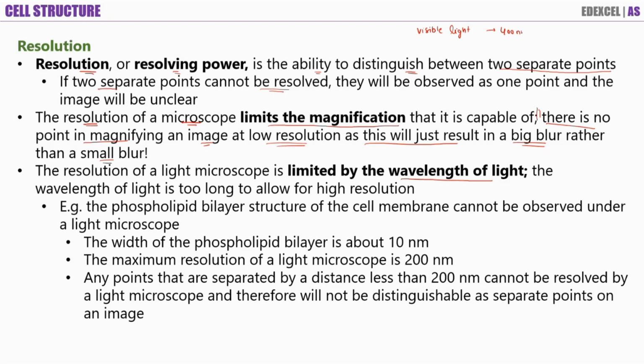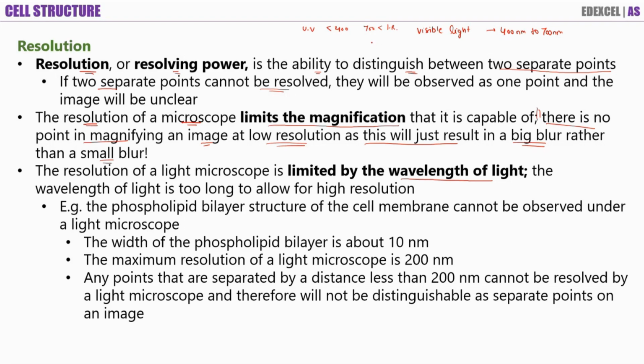400 nanometer to 700 nanometer. We haven't done this. How much? 400 nanometer to 700 nanometer. This is the range of your visible light. Clear? If anything is less than 400, that is your ultraviolet. Something that is larger than 700 is your infrared, IR.